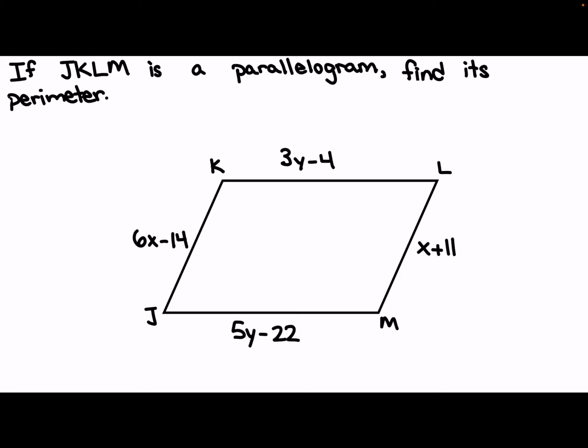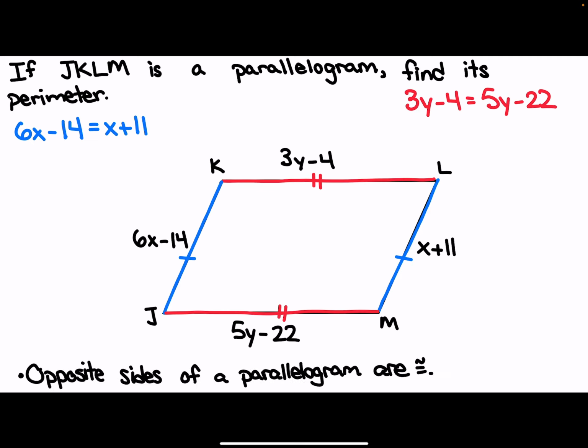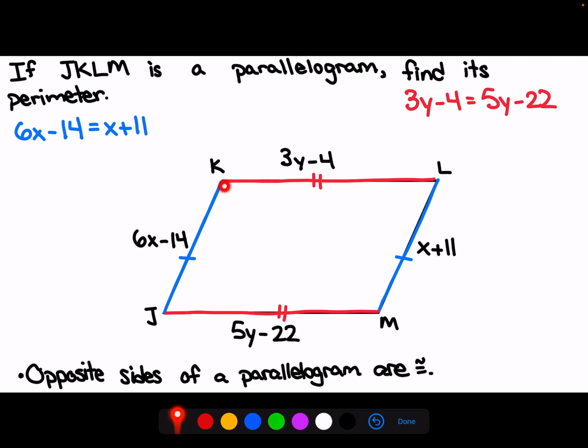So for this first one, the property that we'll use to find the perimeter of this parallelogram is that opposite sides of a parallelogram are congruent. So I know that JK will be congruent to ML, KL will be congruent to JM. That allows me to set up two equations: 6x minus 14 is equal to x plus 11, and our other red equation up here, 3y minus 4 is equal to 5y minus 22. Two things are congruent, so we can set them equal to each other. From here, we're just going to solve for each variable, x and then y.